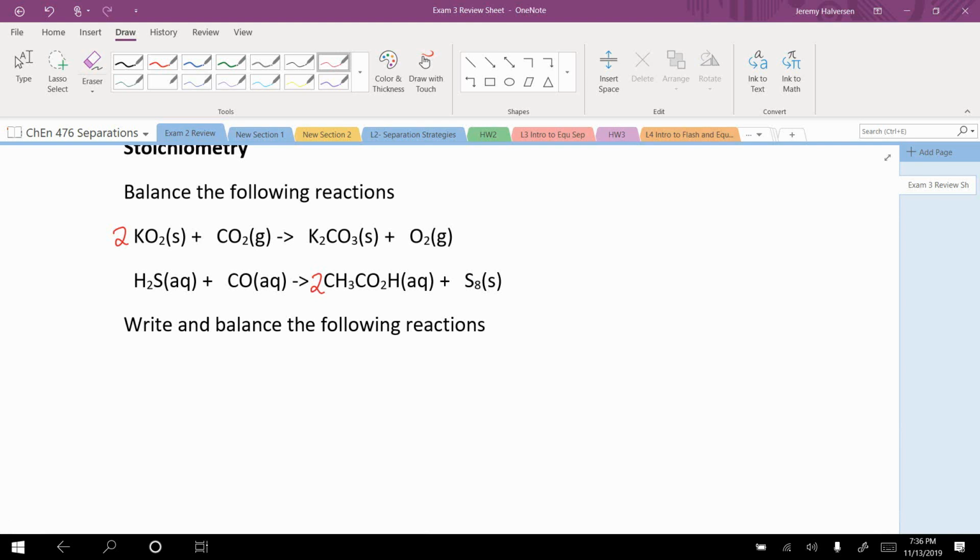KO2 plus CO2 gives K2CO3. I got it, yeah. What is it? It's 4 KO2 plus 2 CO2 equals 2 K2CO3 plus 3 O2. Awesome. The other one?